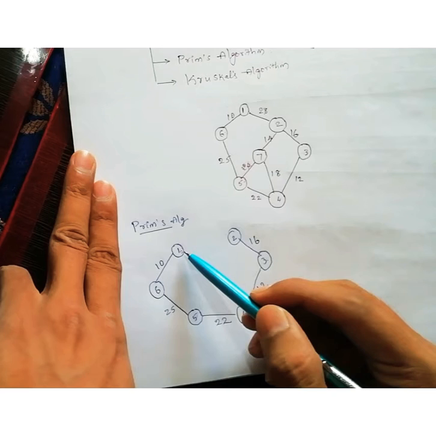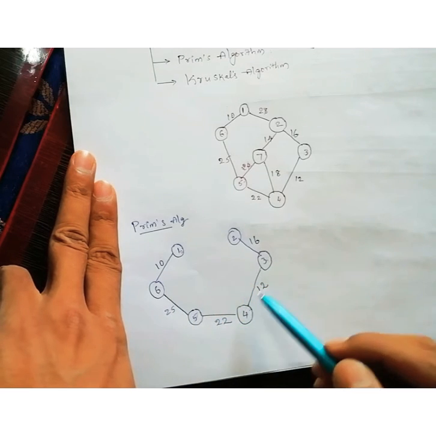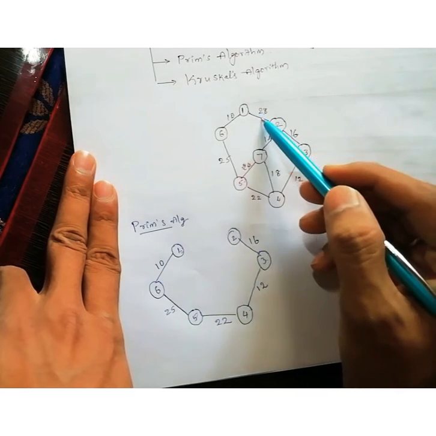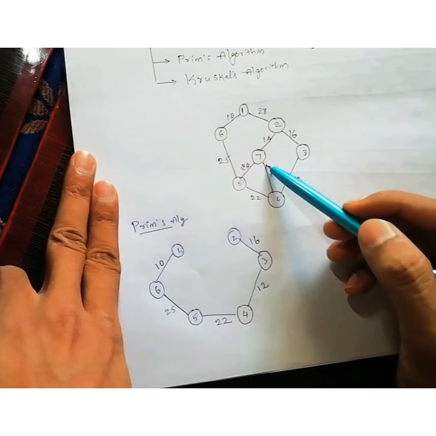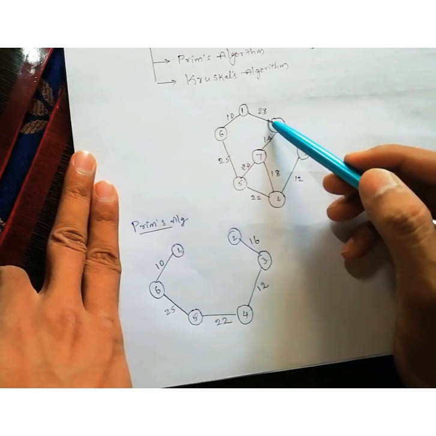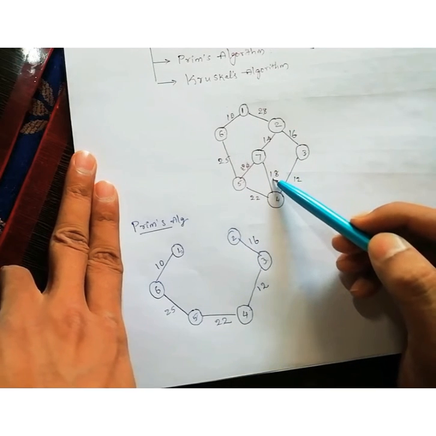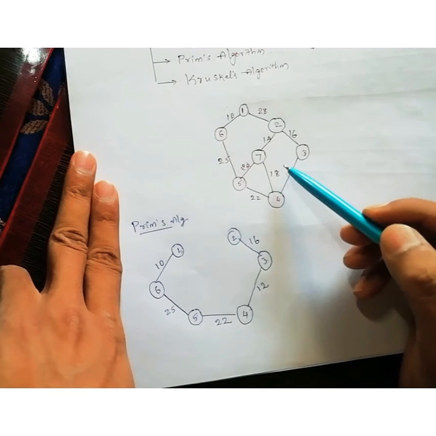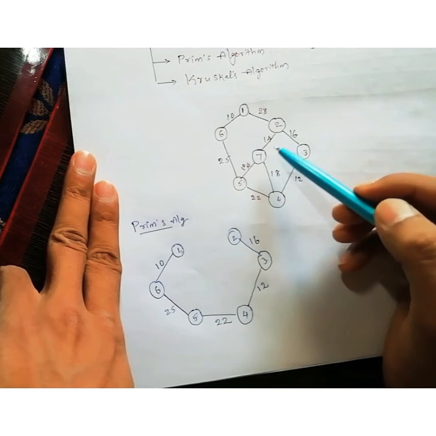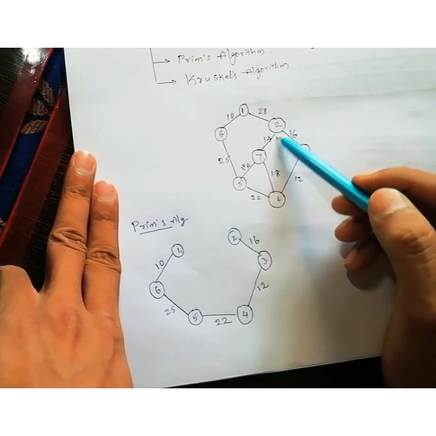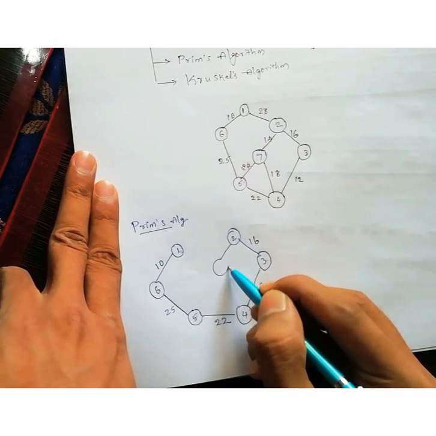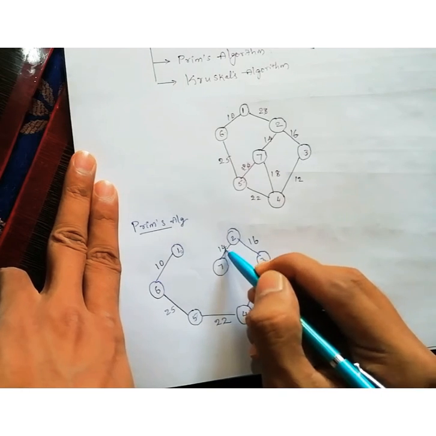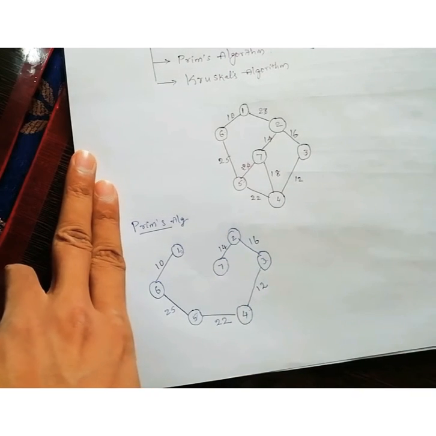Now I want to see the outgoing edges of 1, 5, 4, 3, 2. So the outgoing edges of 1 are 28, 24, 18. Yeah, that's it. 28, 24, 18. So what is the least? No, one more is there. From 2 to 7, 14. 28, 24, 18, 14. Which one is the least? 14. So now I will consider this edge. So from 2 to 7. What is the cost of this? 14. That's it. That's over.